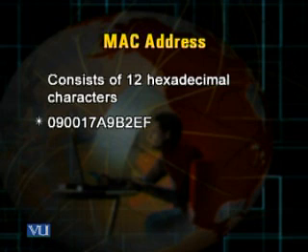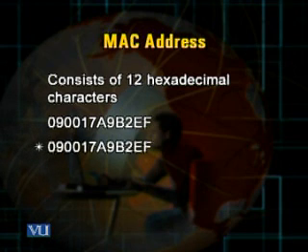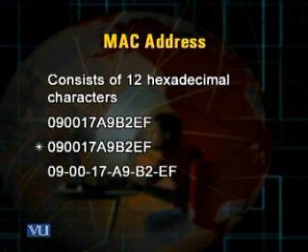It can come in different formats. One shown in the slide before you is 0900017A9B2EF. Another format of the same address is colon separated. Then it can also come as hyphen separated. So at the bottom you see 09-00-17-A9-B2-EF. These are all the media access control or MAC addresses which would be available inside the computer, printed on its network card.